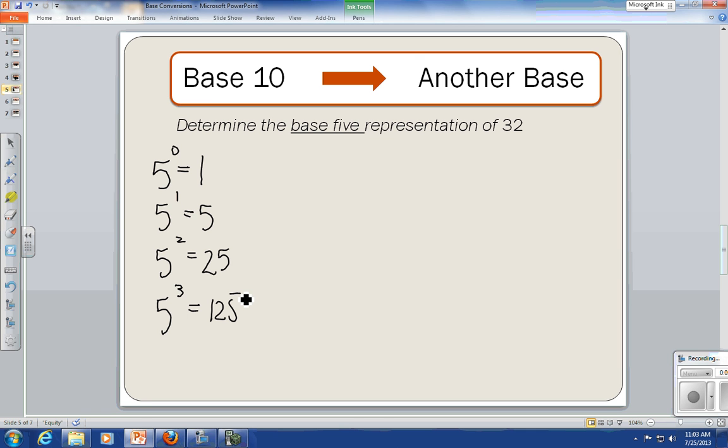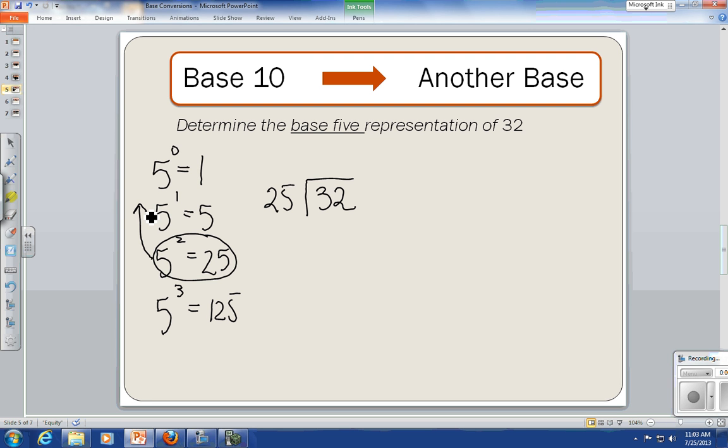And in this case, the highest power of 5 that divides into 32 is 5 squared. So I'm going to take 32, the number that they gave me, and divide it by 25. Now, once you find the highest power of the base that divides into that number, you have to divide by all of them all the way down to 1 to get your answer.